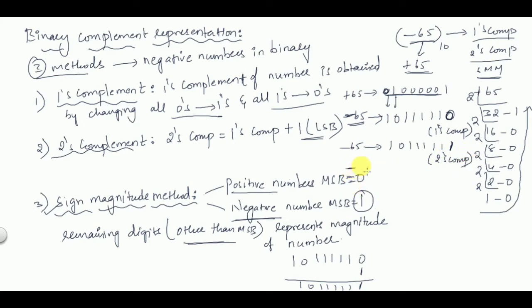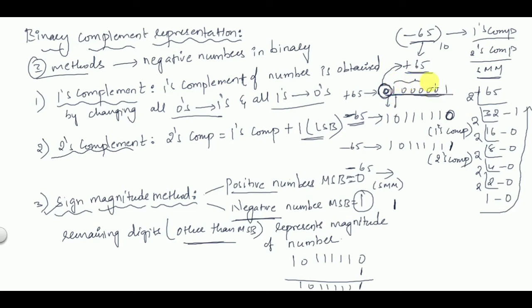Next, if you want to find minus 65 using the SMM method, that is the sign magnitude method. Here the MSB is 0, which is why it represents a positive number. If MSB is equal to 1, so if you change this 0 value to 1, then it becomes a negative number. All the remaining bits represent the magnitude.